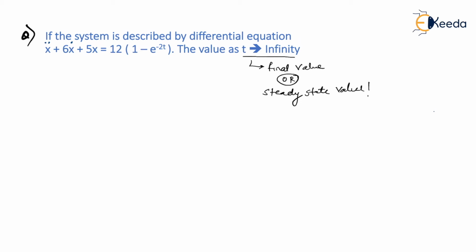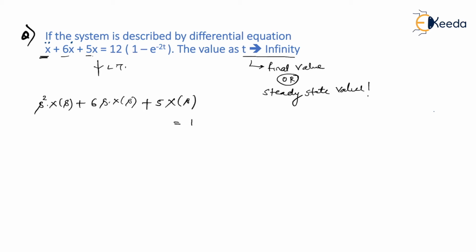See the differential equation, try to understand. x double dot means it is a double derivative of x with respect to time. So just take a Laplace transform for this. You know that whenever you have a double derivative, its Laplace transform is s square times X(s), am I right? Plus 6 as constant. Now x dot is nothing but a single derivative, dx(t)/dt, its Laplace would be s times X(s), plus, again 5 is constant, x becomes X(s).